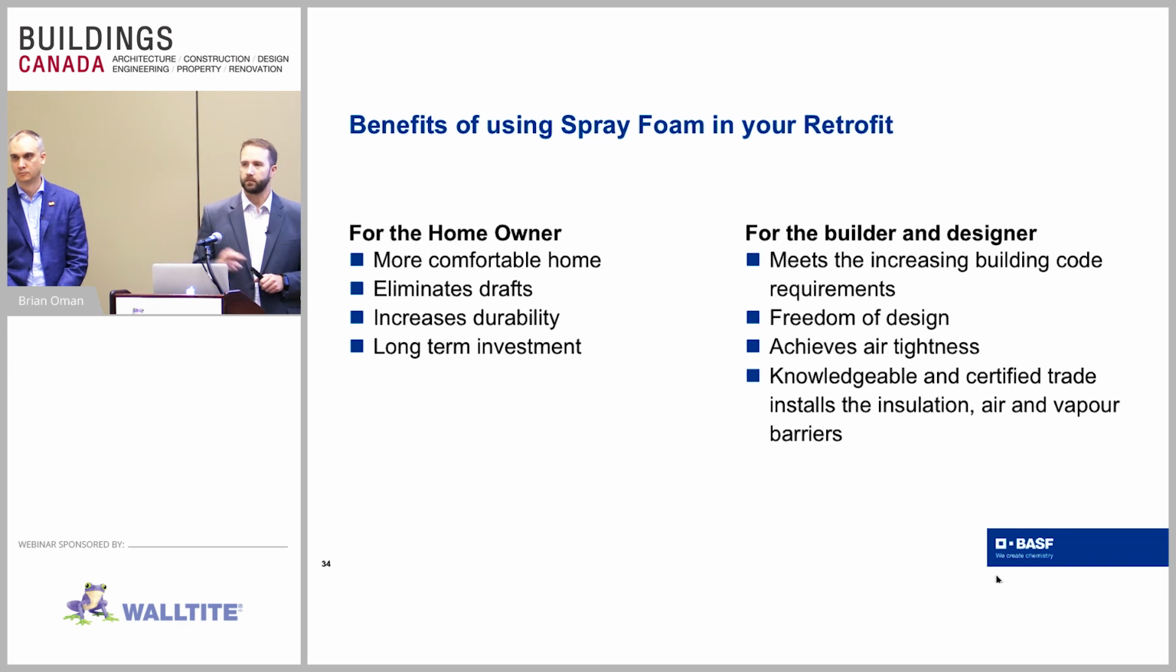One back here first. Question. Conventionally, we have a 6 mil poly that acts as a vapor barrier, and that forms a continuous sheet across.